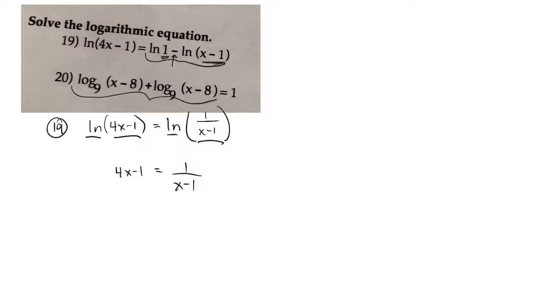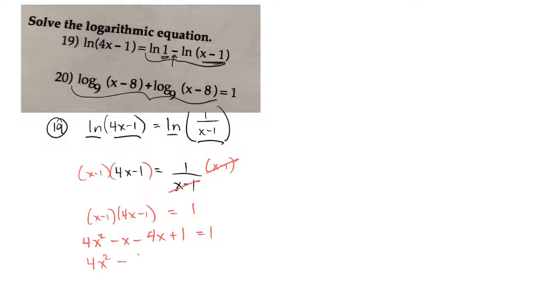Now to solve it, since I have a fraction, the first thing I do is multiply both sides by an x minus 1. So that'll cancel this on the bottom. So on the left side, I've got x minus 1 times 4x minus 1 is equal to, now just on the right side, there's just a 1. FOIL that out, so 4x squared minus x minus 4x plus 1 is equal to 1.